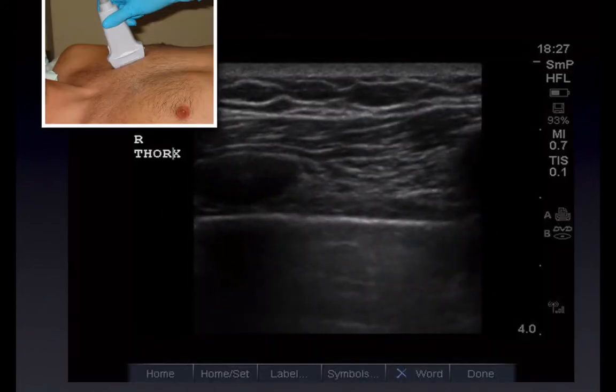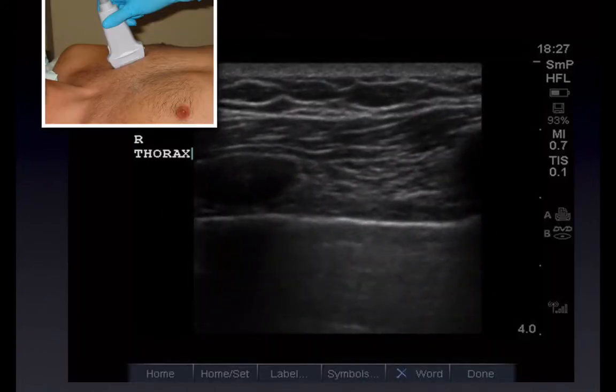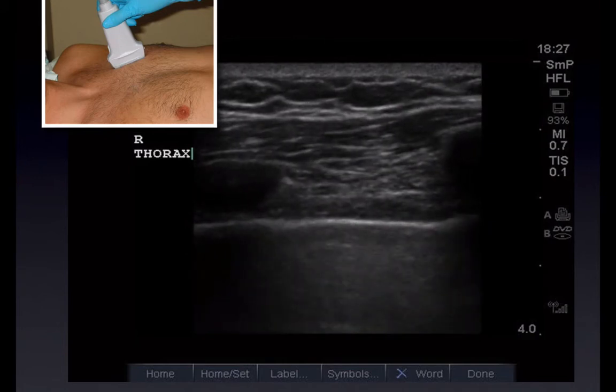Since we're doing the extended FAST, now we're looking at the chest. You clearly see that I'm deep enough that I'm going to see the space between the ribs, and you saw the pleura moving there.